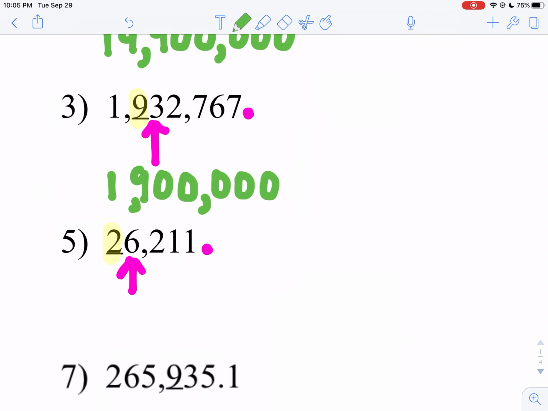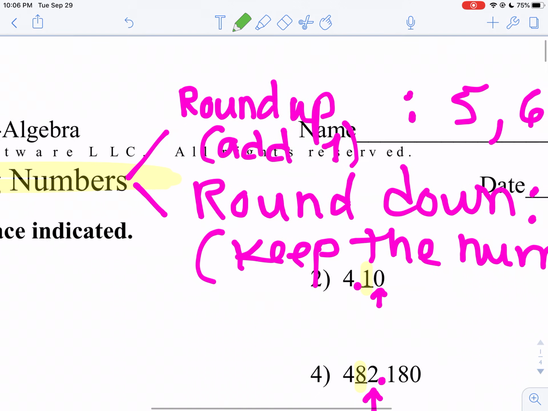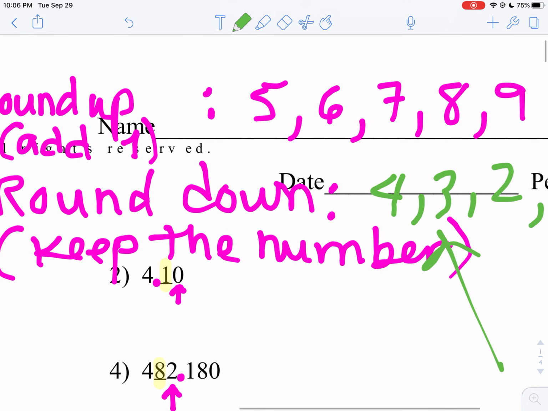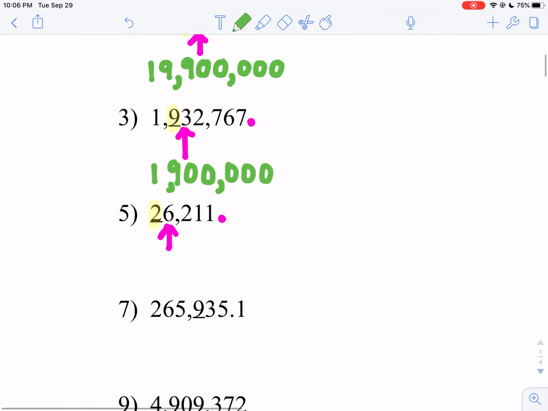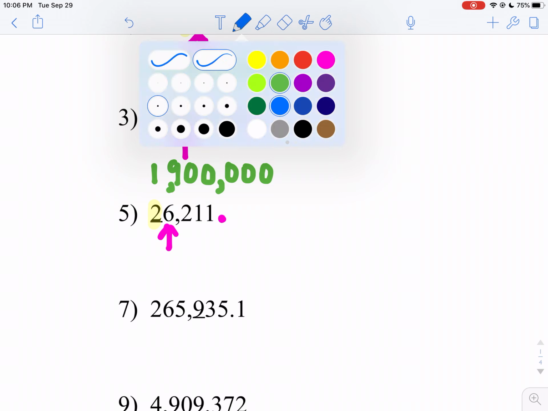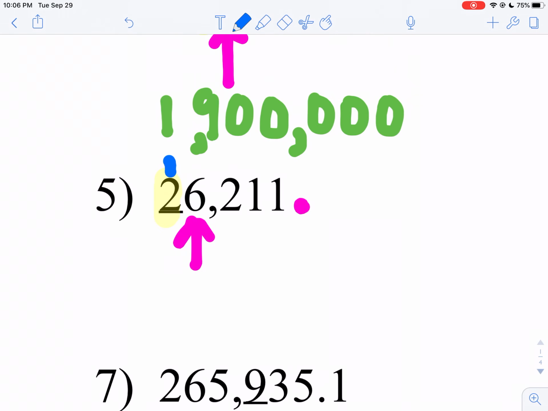Okay, let's do one more. Number 5, okay? So number 5, I want to round it at 2. I look at the number to the right, and it's a 6. So I'm going to go to my rules. So my rule says if I see a 5, 6, 7, 8, or 9, I need to round up. So I need to add 1 to the underlying number, okay? So 6. So I have to round up, okay? I have to round up, which means that I need to add a 1 to the 2, okay? So 1 plus 2 becomes 3, and then I turn everything else to zeros again up to the decimal point. So that's the answer to number 5, okay?